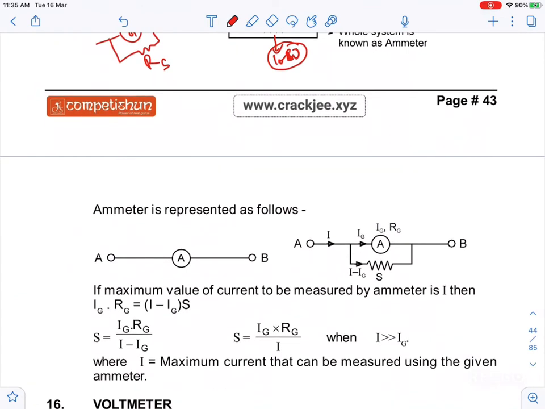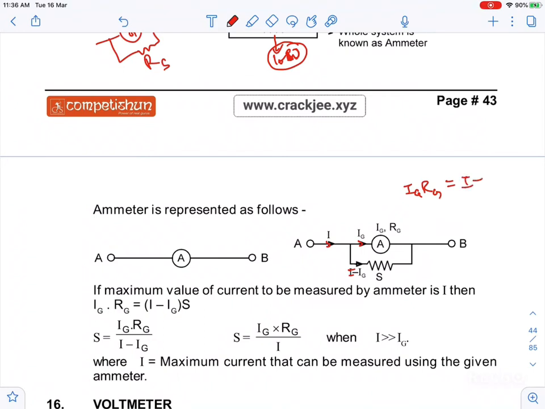Now the ammeter is represented by this A. Suppose the current I is flowing through this, so this I is divided into two parts. The galvanometer current is Ig and this current is I minus Ig. In parallel the potential difference is the same, right?